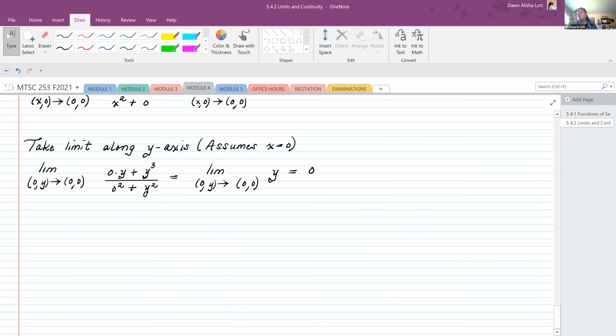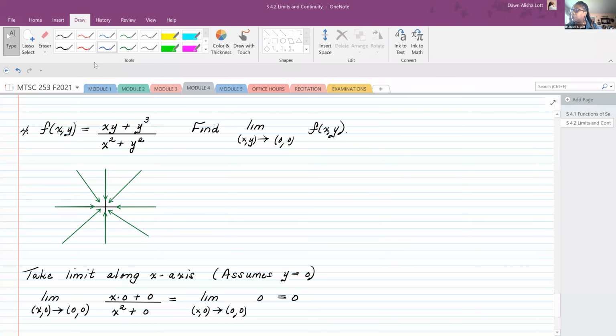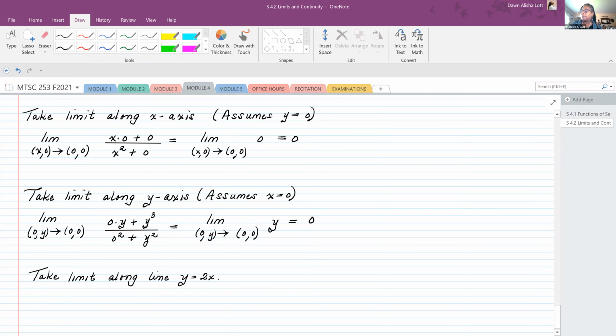I'm just going to choose this out of the blue. Don't ask where I came from, but let's just take the limit along the line y is equal to 2x. Now, why did I pick that? I picked that because it could be this one, y equals 2x. It's just any one of those lines that are going into 0, 0.